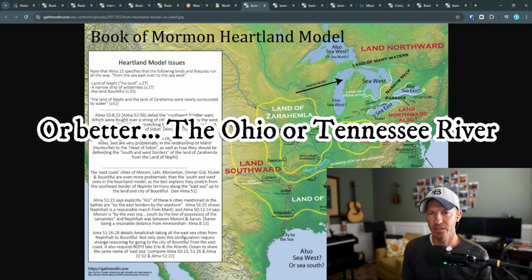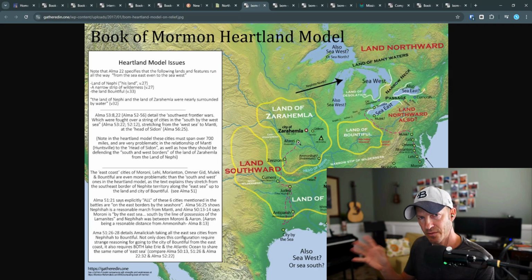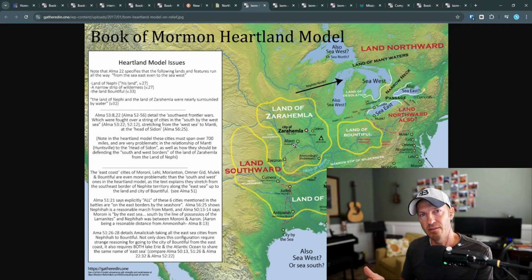So if the Mississippi is your Sidon and the Missouri is your head of Sidon, and Manti, where Joseph Smith said it was, which for reasons that I talked about in another video, I think. But if you believe that where he said Manti was, which isn't actually an archaeological site, but Huntsville, Illinois, if you think that really was Manti, at least it's kind of on one of the headwaters of the Mississippi River, right? The Missouri. So at least that works, even though it doesn't work well, right?